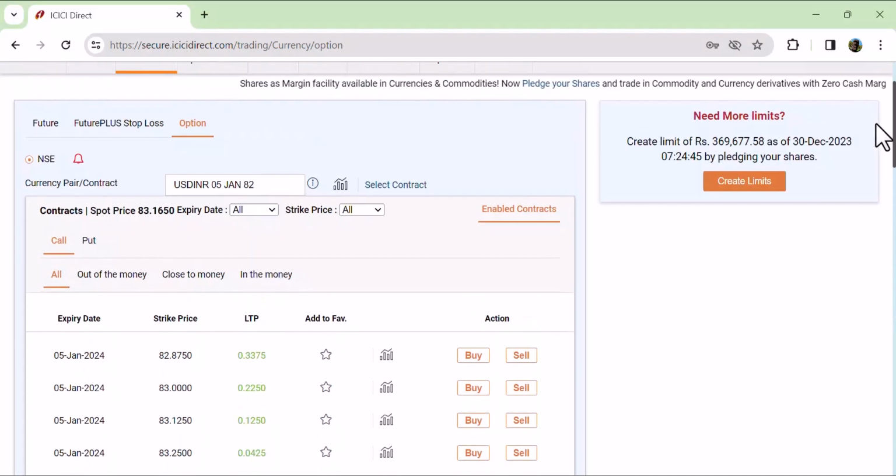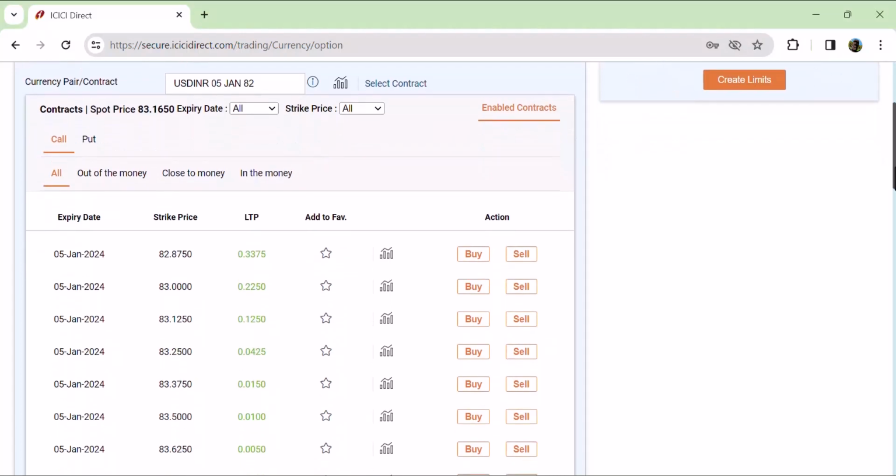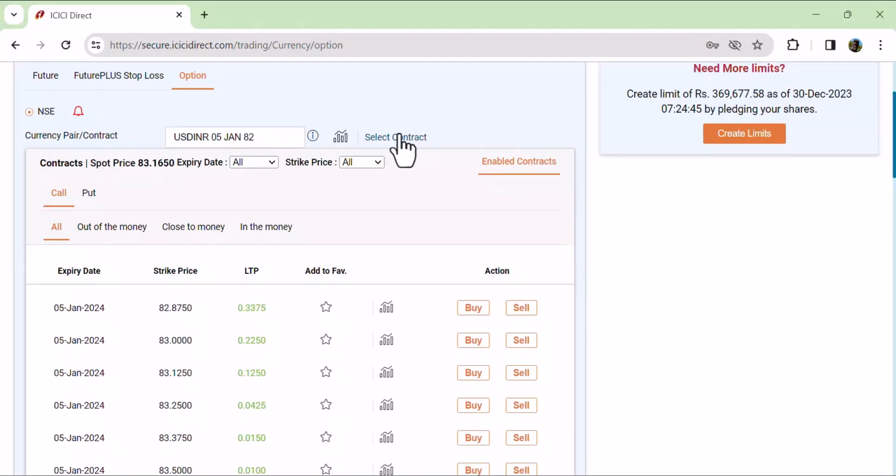Spot price is shown right at the top. Spot price 83 rupees 16 paisa. Okay, so this is today's price of the dollar. That means, of course, it was Friday's evening close price. And then, if you just select a contract, let's see what happens.